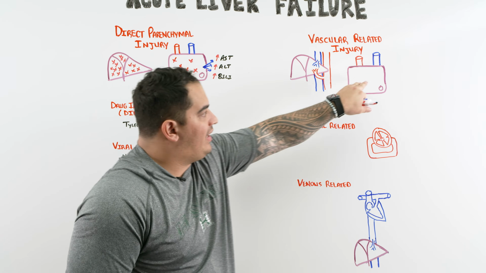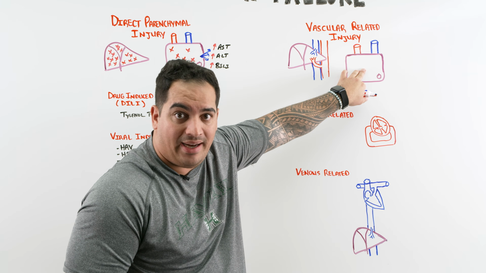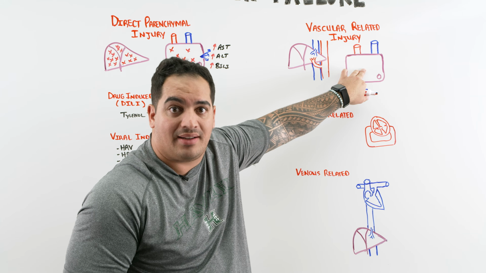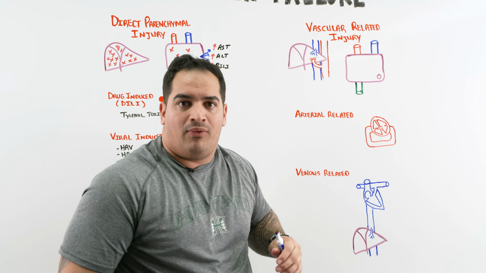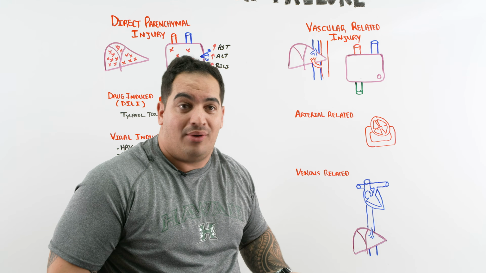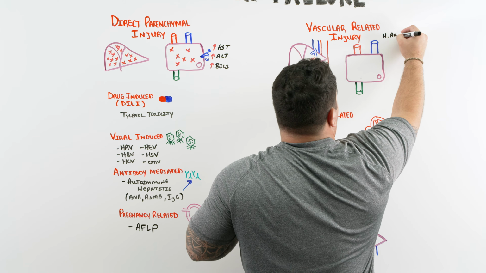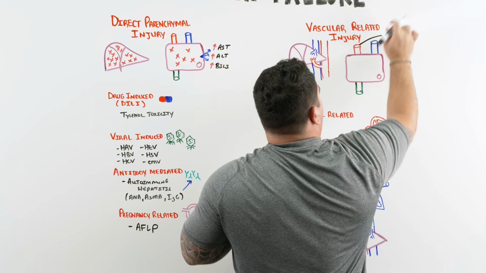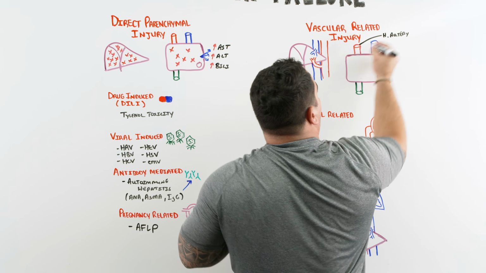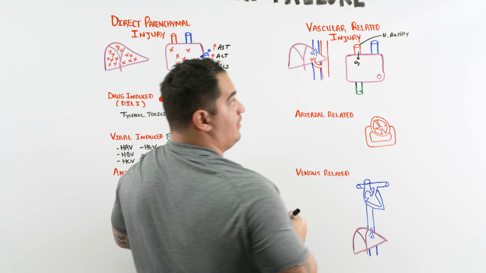But what if it's not direct injury to the parenchymal cells by drugs, by viruses, by antibodies, or by fatty infiltration from beta oxidation dysfunction? What if it's the vessels that in some way, shape, or form are diseased or not delivering what they're supposed to? This is the hepatic artery. Its design is to deliver oxygen-rich blood to the actual liver cells. That's its job. It'll drop off oxygen.